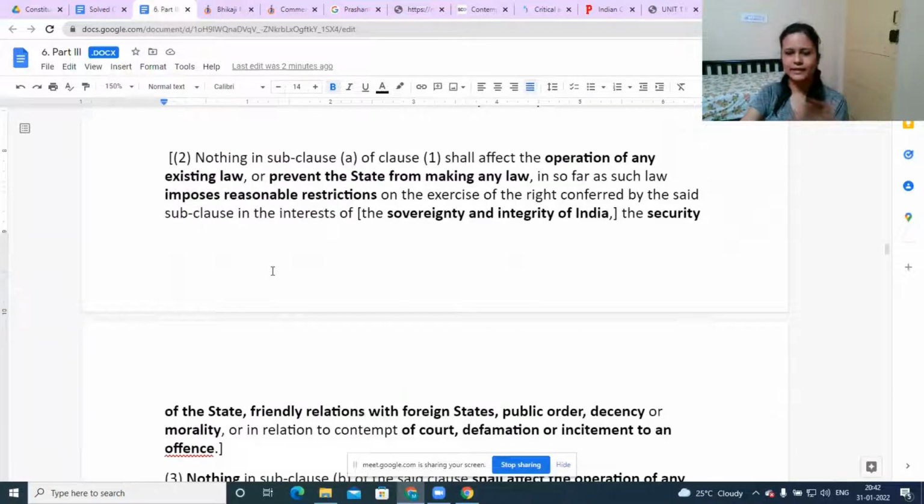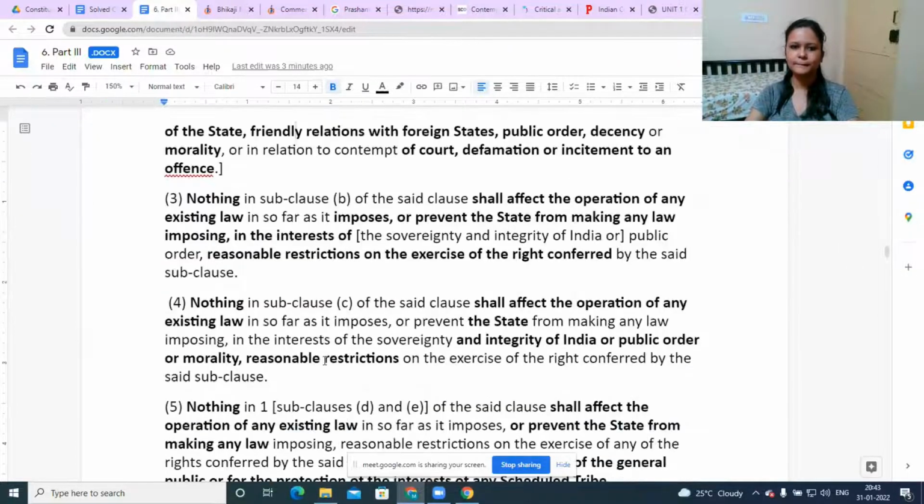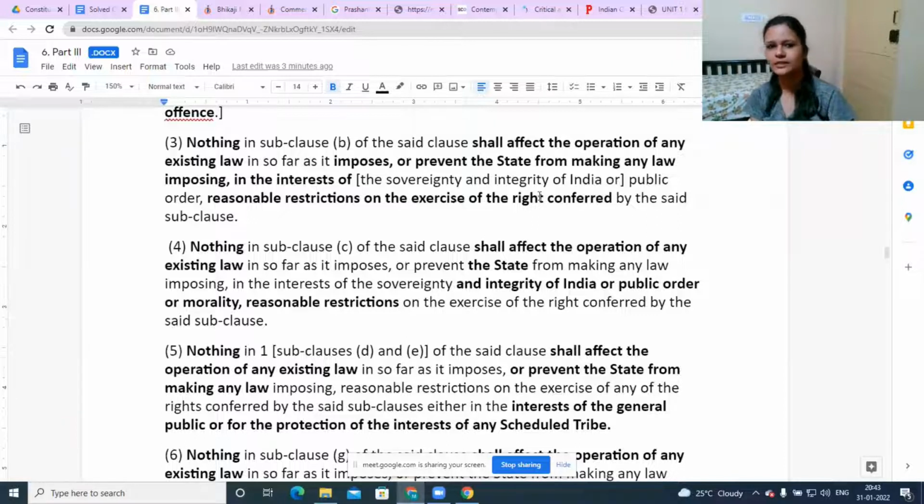Okay, so clause 1 is all about the different types of rights. Clause 2 talks about the reasonable restrictions which might be there, because these freedoms are not absolute. Fundamental rights as such are also not absolute. These are subject to reasonable restrictions. So restrictions may be operation of any existing law, preventing the state from making any law, or imposing reasonable restriction. Parliament may impose certain restrictions considering that it affects sovereignty and integrity of India, security of the state, friendly relations with foreign states, public order, decency, morality, contempt of court, defamation, incitement to an offense, etc. So certain reasonable restrictions may be imposed in exercising these rights which are provided to us under Article 19.